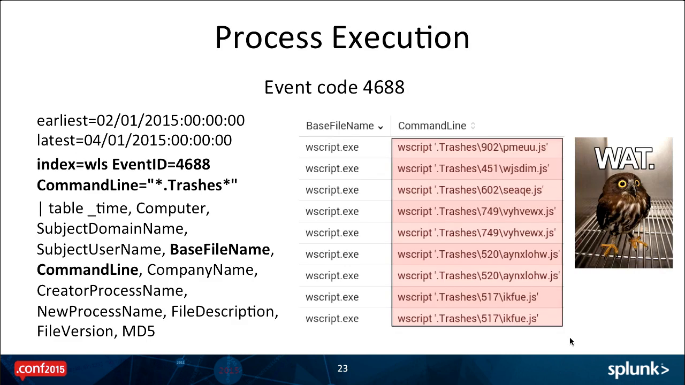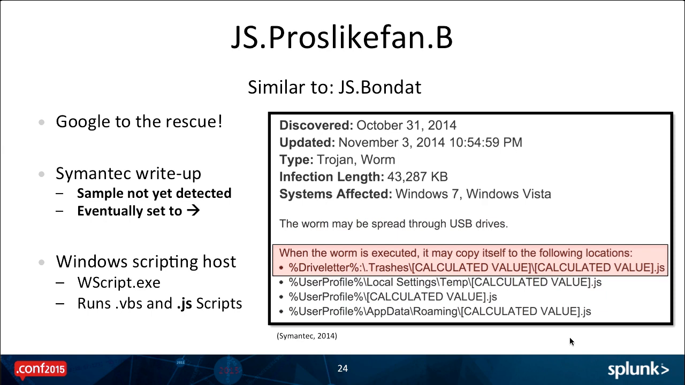So let's be a little more specific and find out what's really executing. By looking at 4688 .trashes and then tabling it out rather than sticking everything into stats, what we're able to see is that what's executing is the Windows scripting host engine, WScript. You might be familiar with WScript and CScript. It's running something out of .trashes, 3 numbers, and then some lowercase letters .js. So WScript can run VBS and JavaScript. If you're not familiar with that, it seems kind of odd, but it can. So we're looking at that like, that's not right. What's that about? So we're trying to find out, well, what is this?